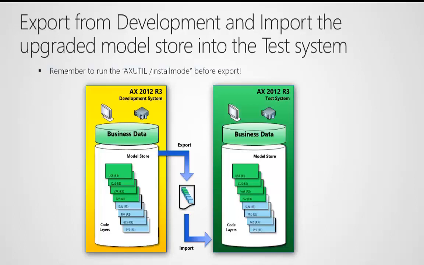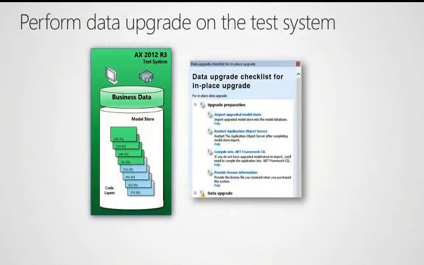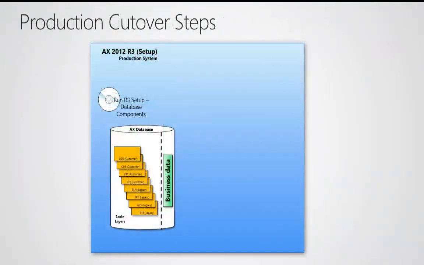Once the test system has been updated with the full model store from development, you can then begin with the data upgrade within the test system. So then you log into the test system and begin the data upgrade, following the data upgrade checklist. Once you've completed the testing and you're happy that you're ready to go live, you can complete the production cutover steps.